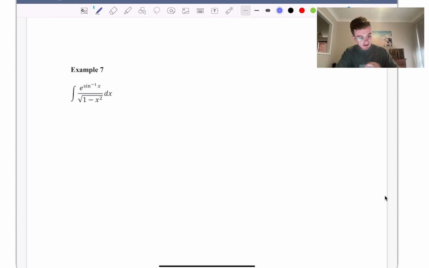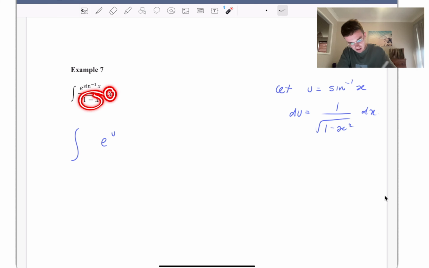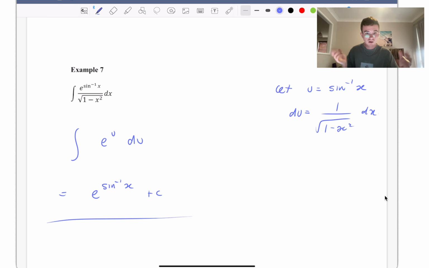Okay, they're starting to get a bit fun here. I'm noticing that we've got sine inverse of x and then 1 on square root of 1 minus x squared. I know if I differentiate sine inverse of x, I get 1 on the square root of 1 minus x squared. So I'm going to let u equal sine inverse of x. That means du is 1 over the square root of 1 minus x squared dx. So this is just the integral of e to the u, and this dx is du. So it's just integral of e to the u du, which is e to the u, and u is sine inverse of x. Looked scary, one of the easiest integrals I've ever done.